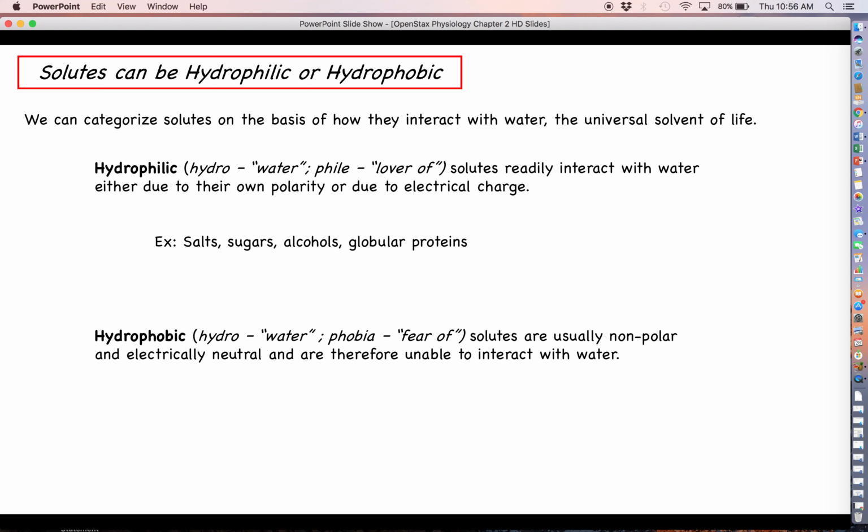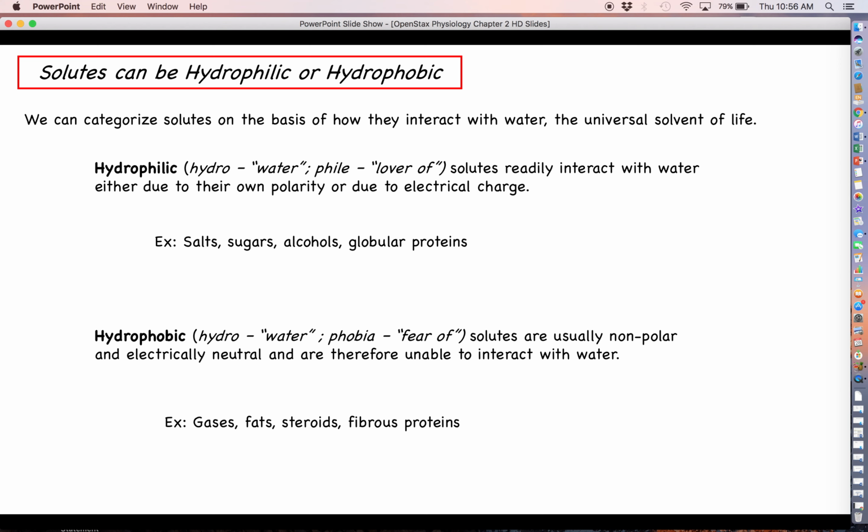So we'll just want to go ahead and file this away for later. A hydrophobic molecule does not like water and will stay away from water. Some examples here are nonpolar gases like oxygen and carbon dioxide. Fat molecules are very nonpolar, so they're not going to like interacting with water. Same goes for steroids, a lot of steroid hormones like testosterone and estrogen, and fibrous proteins like collagen and keratin.